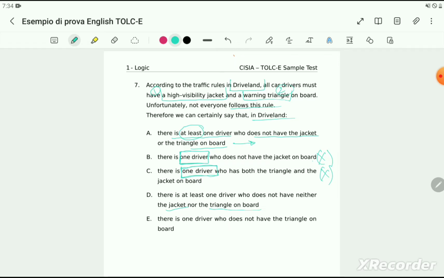So but no, I'm sorry. See the term here, "must have." That means this is not possible. Okay, there is one driver who does not have the triangle on board. Again, it's limited to one driver, so it cannot be an answer. So the answer is A.